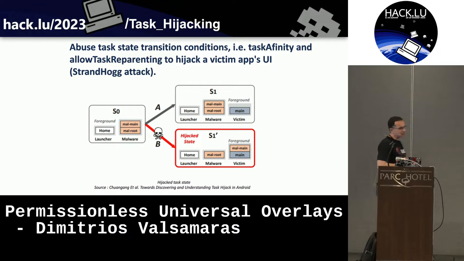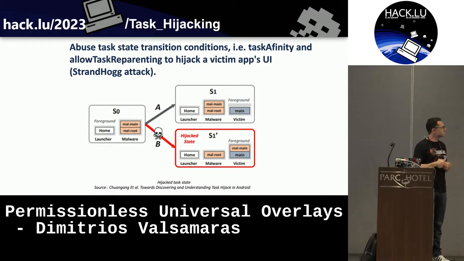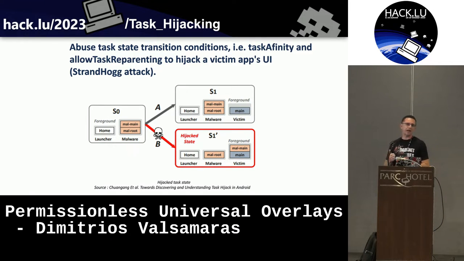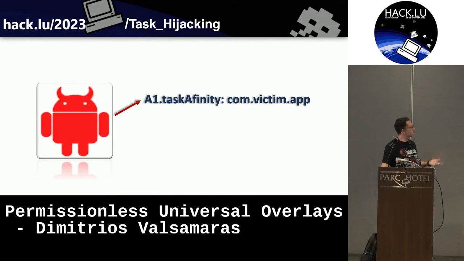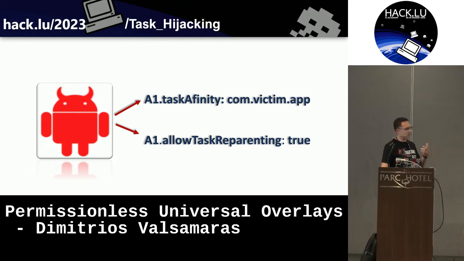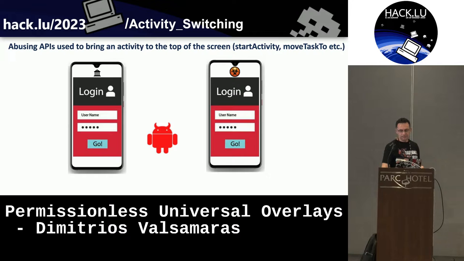And this attack leverages conditions which take place during a task state transition, like the task affinity or the allow task reparenting, in order to inject a malicious activity within the specific task. The idea is, again, very simple. Create an activity, set the task affinity to the targeted app, and then use this specific flag in order to inject this activity into the legitimate activity.